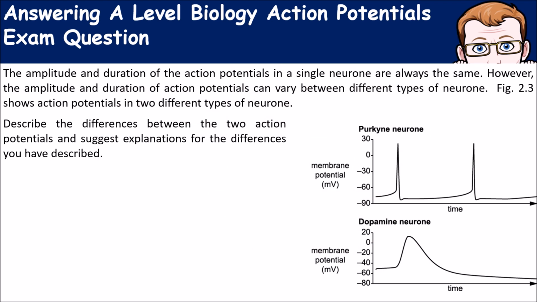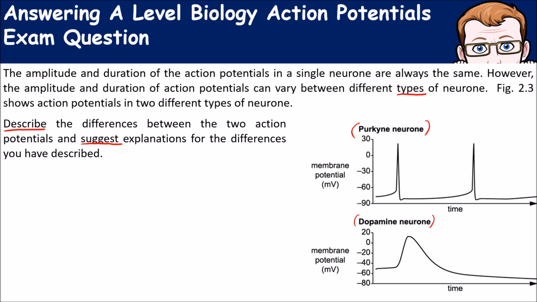So we have a look at a quick question. The amplitude and duration of action potentials in a single neuron are always the same. However, the amplitude and duration of action potentials can vary between different types of neurons, right? So that bit's important. Figure 2.2 shows the action potential in two different types of neurons: a Purkinje neuron and a dopamine neuron. Remember we're describing the differences between the two action potentials and you're suggesting explanation, so you're not just describing what happens.